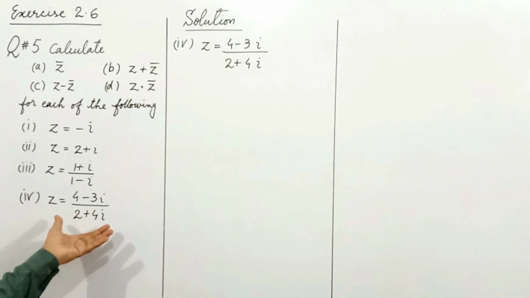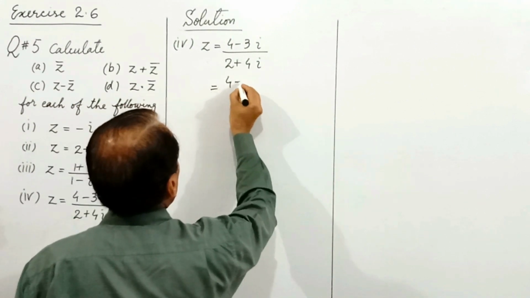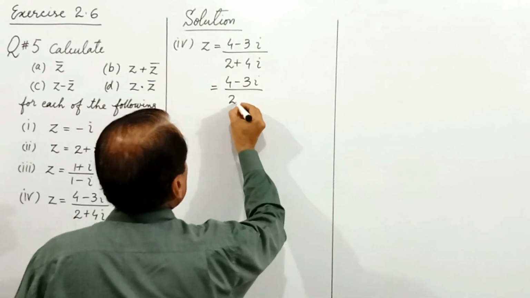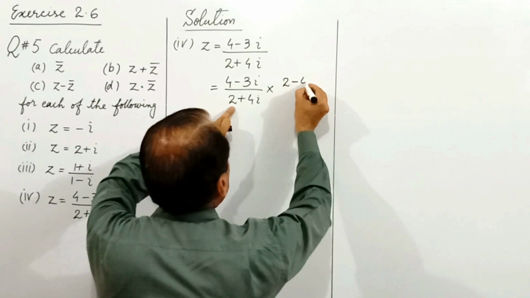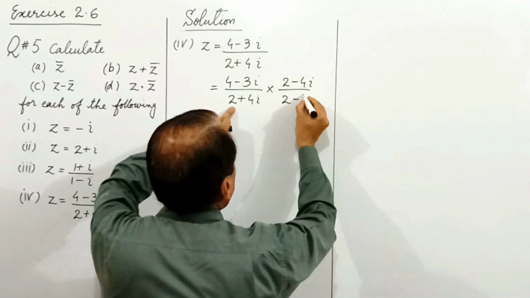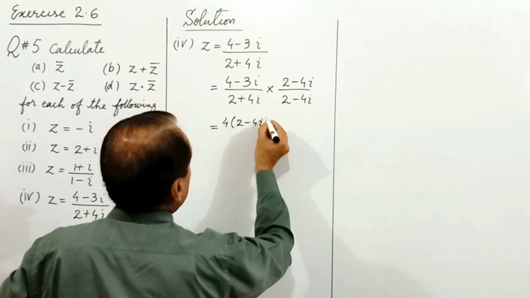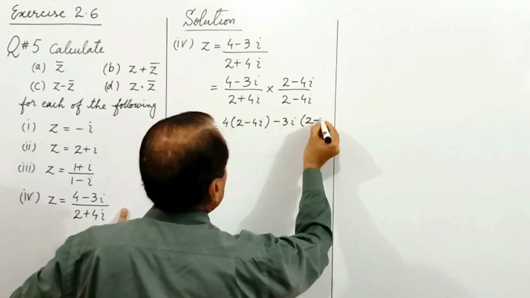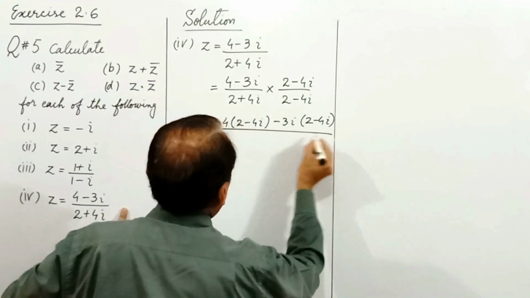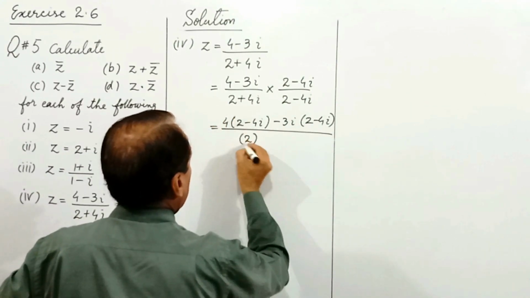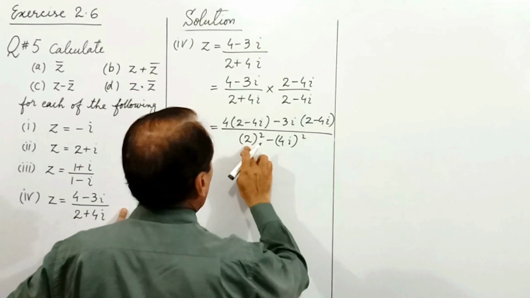Now we do part 4, in which we have a rational form of a complex number. A rational form of a complex number can only be solved by rationalizing it, and we rationalize it by multiplying by the conjugate, which is 2 minus 4 iota, divided by 2 minus 4 iota. The numerator is multiplied to the numerator as 4 multiplied to the 2 minus 4 iota, minus 3 iota is multiplied to minus 4 iota, divided by, applying the formula, 2 square minus 4 iota square. The formula is a plus b, a minus b is equal to a square minus b square.